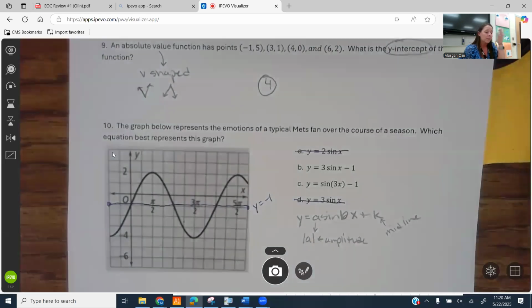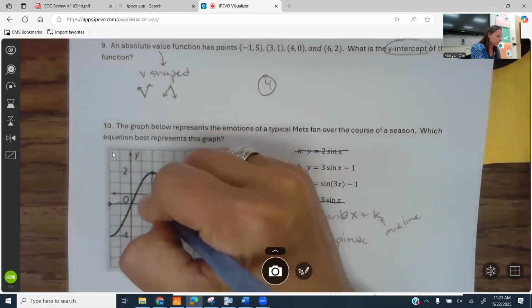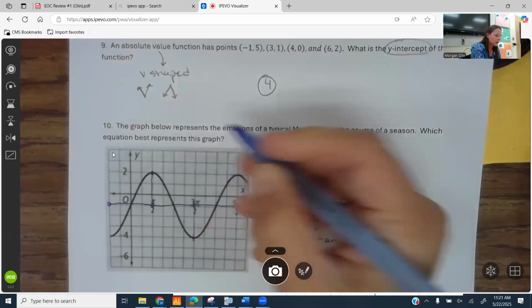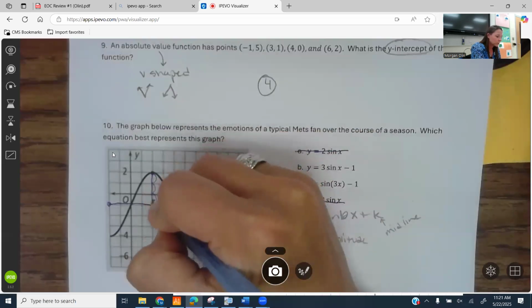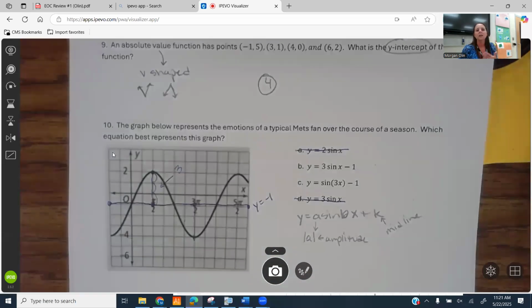Okay. The other thing is amplitude. Let's talk about amplitude. Amplitude is from the max to your midline or your midline to your min, either one. But either one, it's 1, 2, 3. So this has a distance of 3. So my A value is 3. It's just sometimes it might be positive, it may be negative.